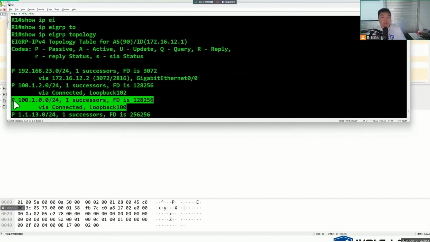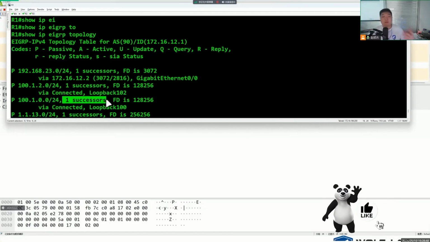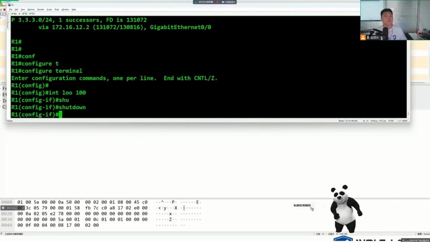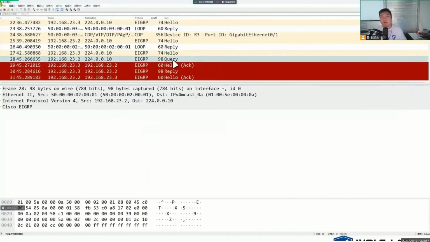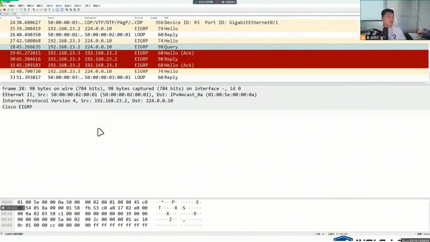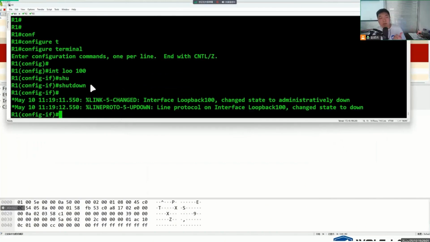Then R1 will send out query messages. You see, R1 immediately sends out a query. Over here, students, because this route entry was the only successor in my database, we lose the successor with no feasible successor, so we just had to search.